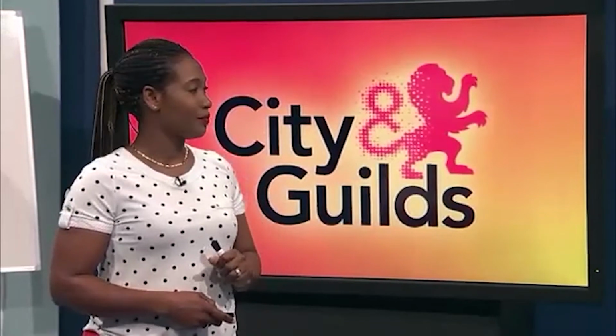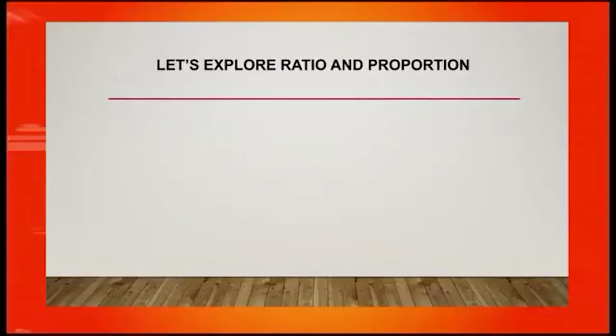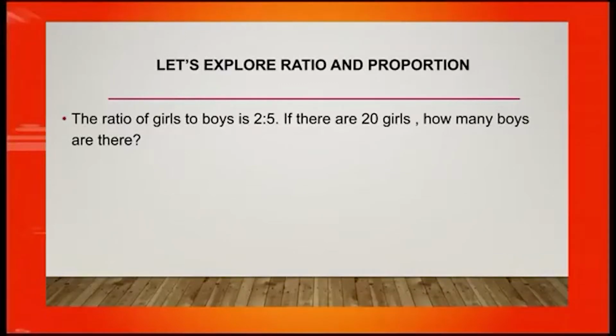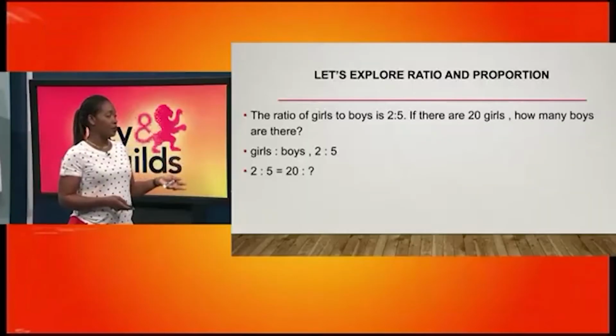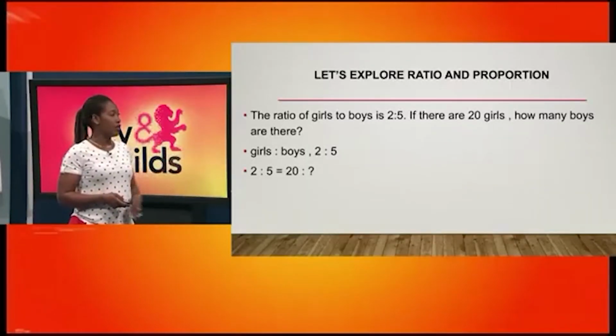All right, let us explore ratio and proportion a little bit more. The ratio of girls to boys is 2 to 5. If there are 20 girls, how many boys are there? Let us see what we have here. The ratio is girls to boys, so for every 2 girls, you have 5 boys, correct? Now, we know that we have 20 girls. We are unsure how many boys we should have, sticking to this ratio.